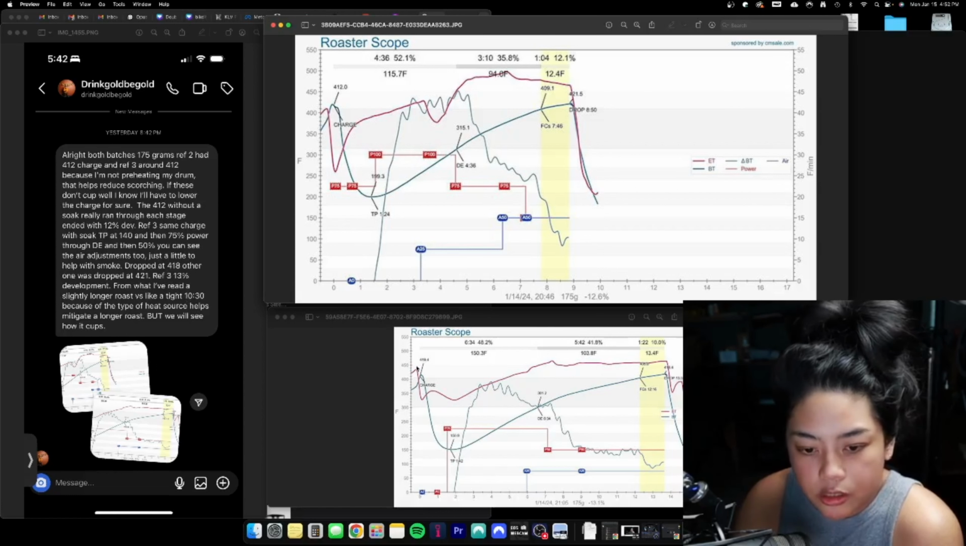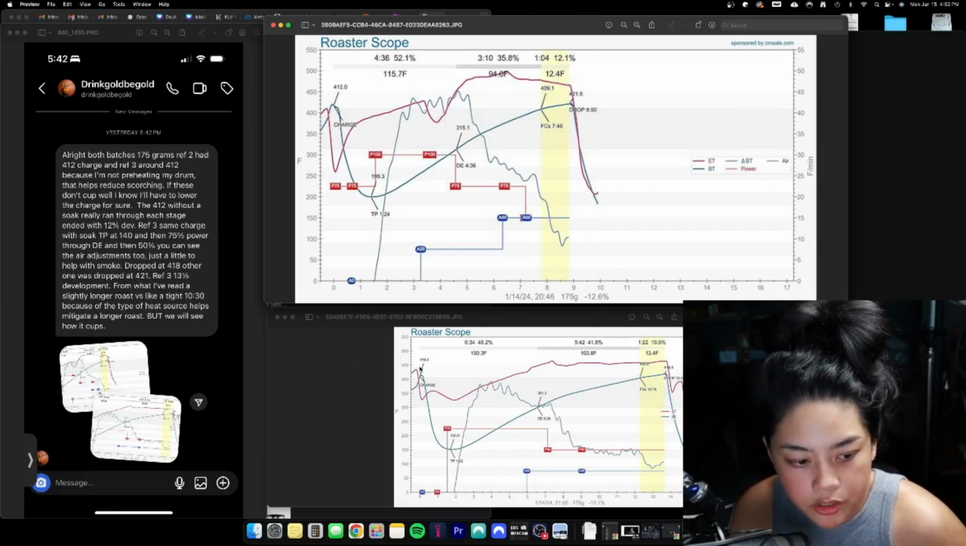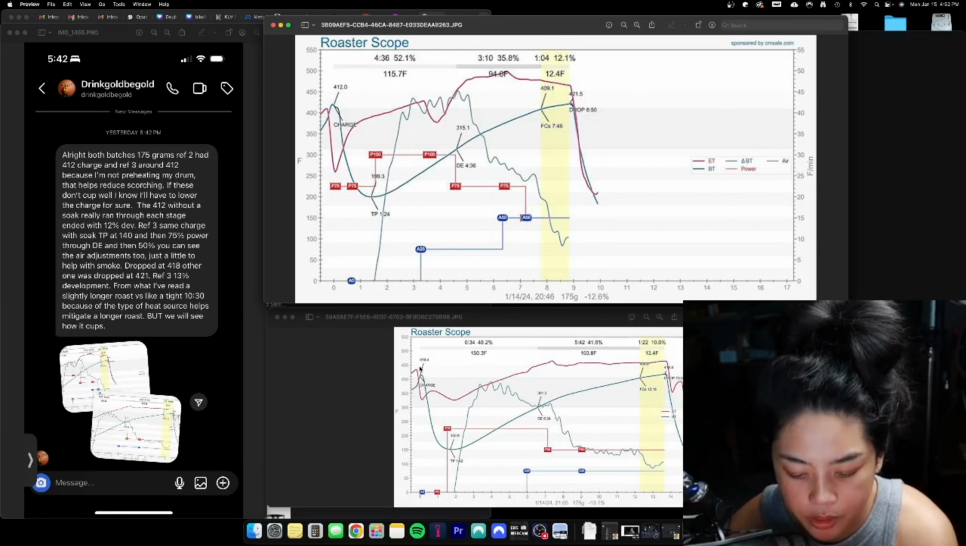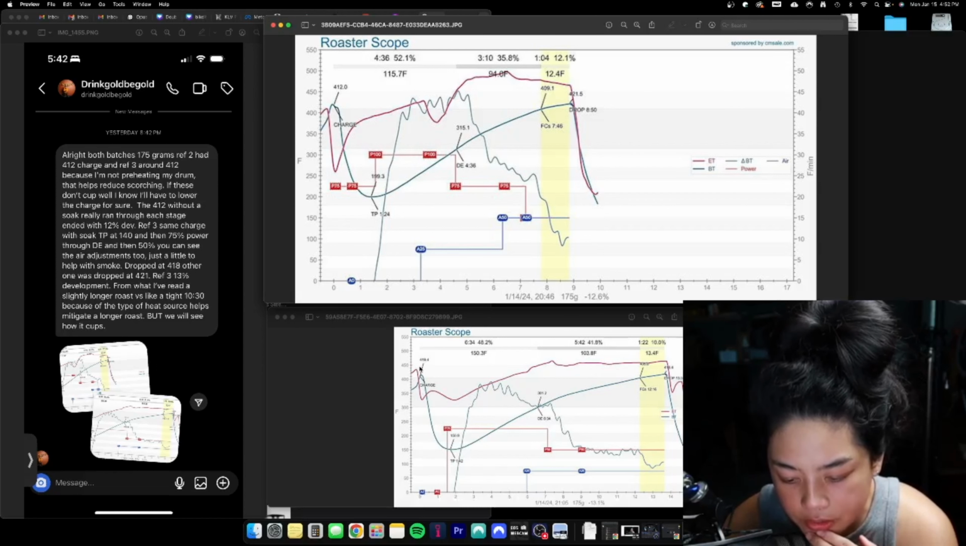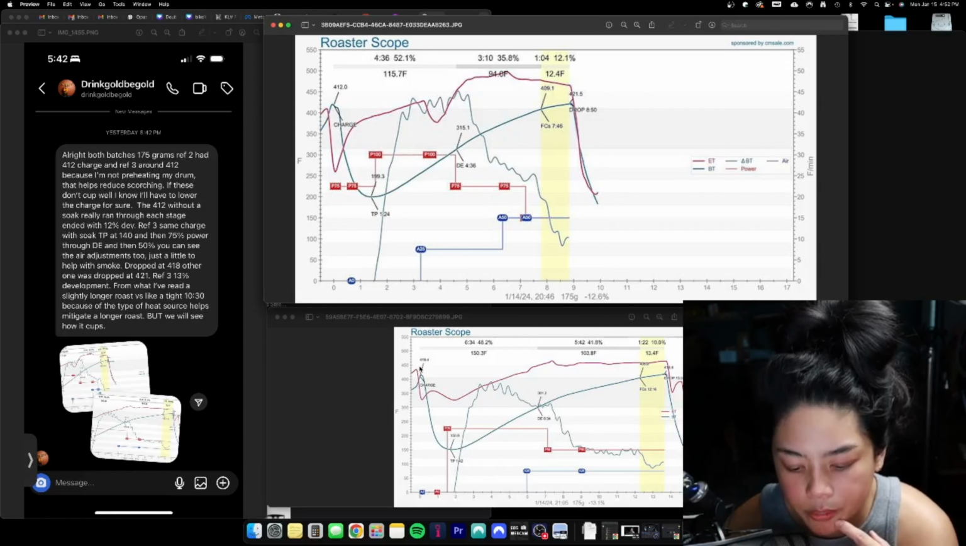Now, Gold, what'd you say about the cupping? I have that here in my... So far, both coffees passed the before 24-hour brew, as in they taste good, so hopefully they open up a bit more. Okay. Yeah.